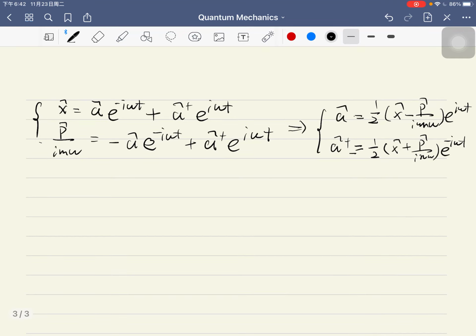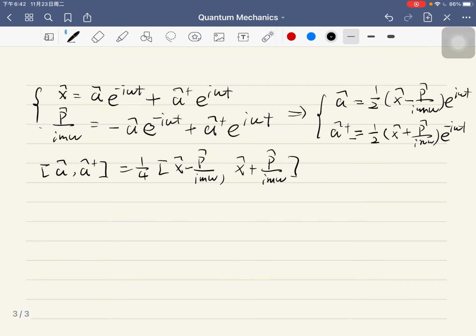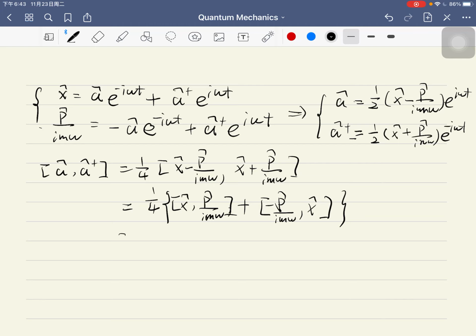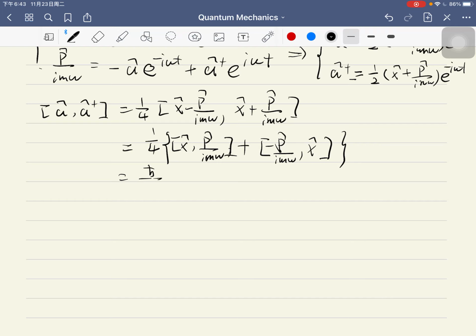And here we can get the commutation relation of a and a dagger, which equals 1 over 4 times x minus p over i m omega times x plus p over i m omega. We simplify this, we get p over i m omega x minus x p over i m omega. So it is h bar over 2 m omega.